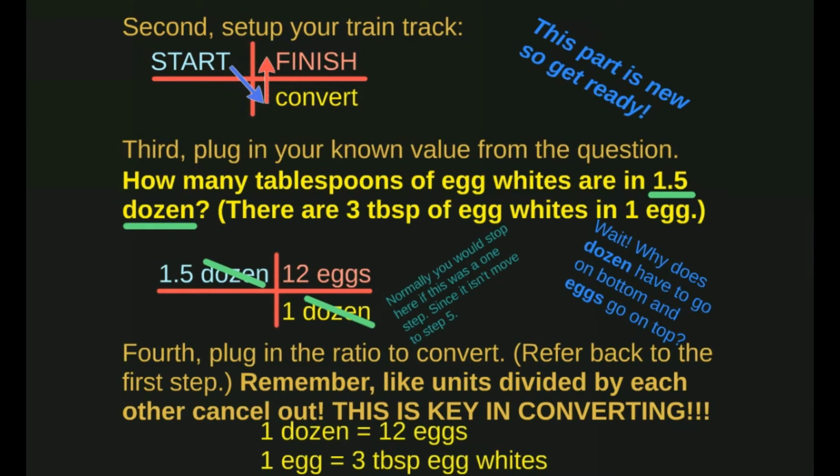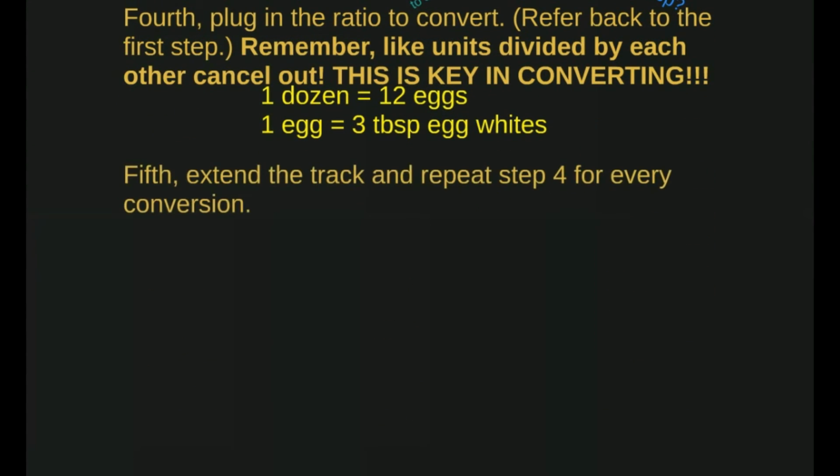So there are the ratios we talked about again. 1 dozen equals 12 eggs. Well, we already used that. So our next ratio is 1 egg equals 3 tablespoons. What you need to do then is figure out how to get rid of these eggs. What needs to go on bottom? 1 egg, and if the 1 egg goes on bottom, the 3 tablespoons go on top. So let's see what it looks like.